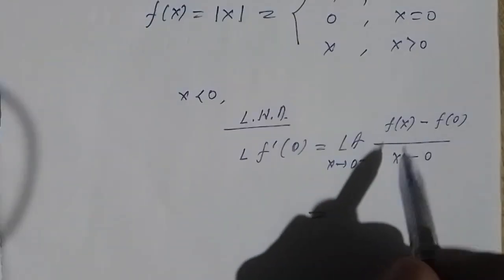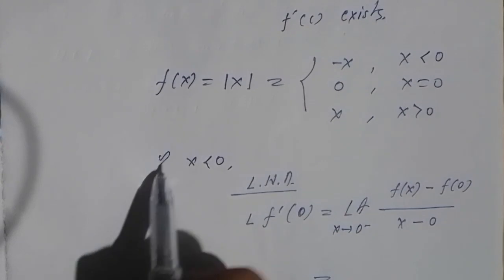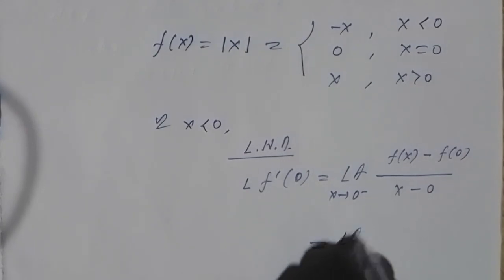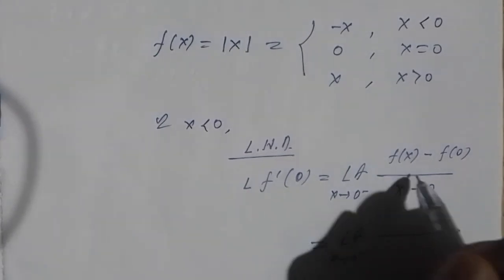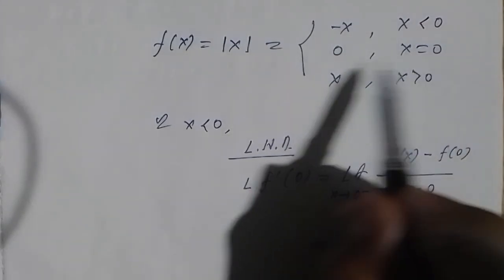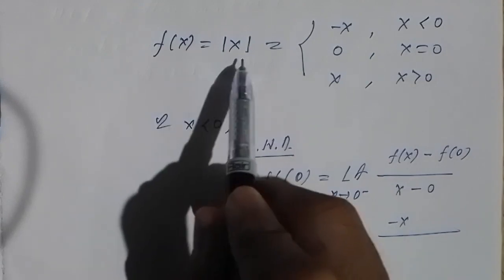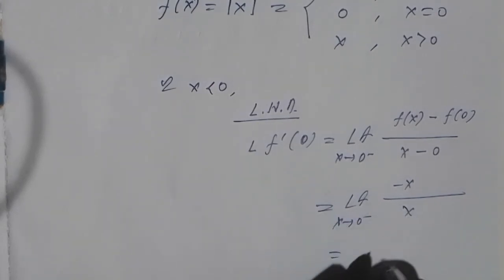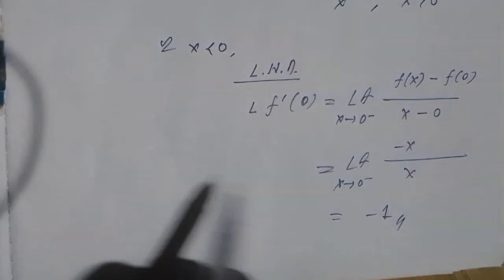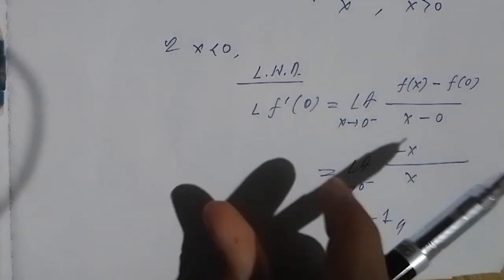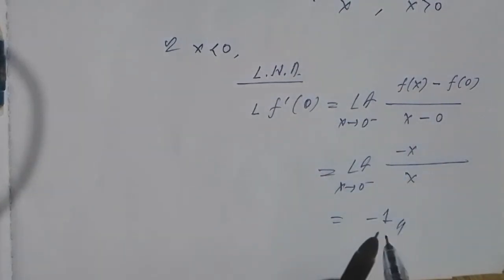Now since for x less than 0 we have f(x) equals minus x, putting that value in, we get minus x, and f(0) is 0, since the modulus function at x equals 0 is 0. So we get minus x divided by x, which equals minus 1. The left-hand derivative of this modulus function at 0 negative is minus 1.